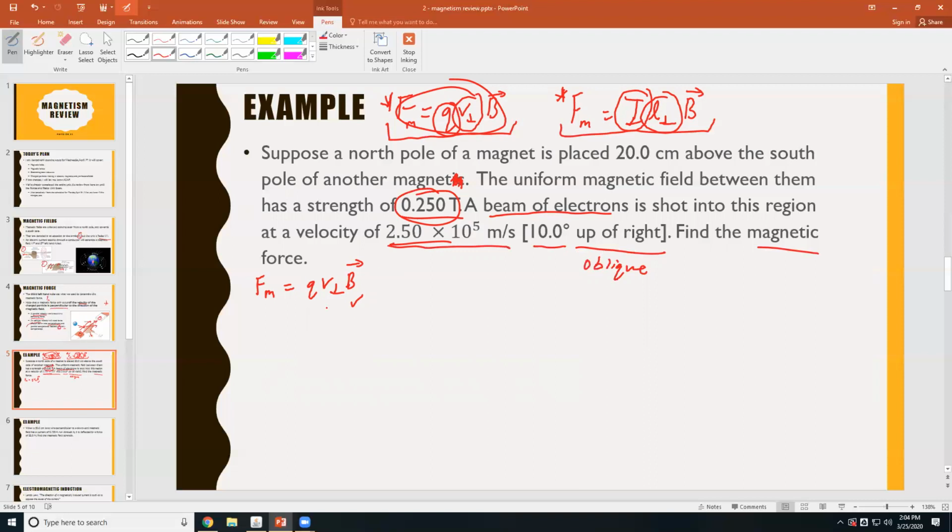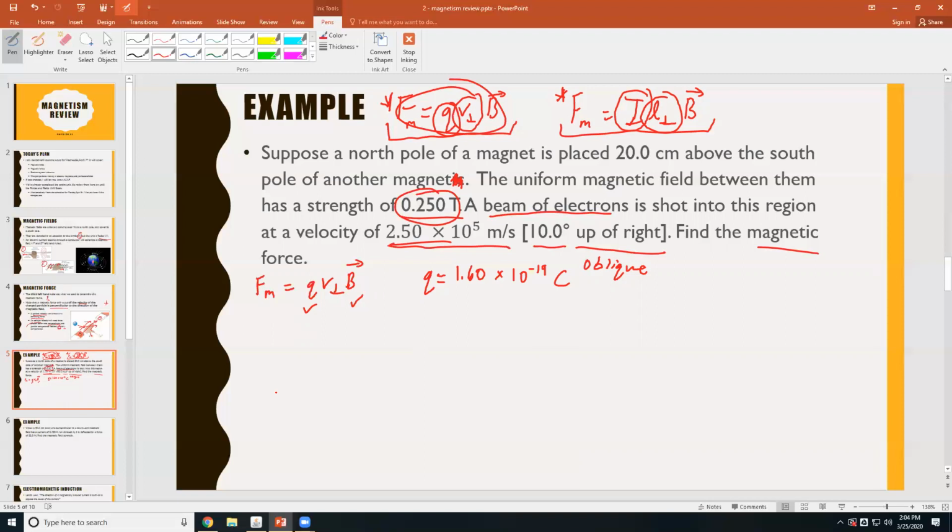I'll show you that in a second. The last thing here is Q in this equation. So Q, of course, is your charge. Since it's a beam of electrons, if we just thought of one electron at a time, we actually know the charge of that. Q, in case you've forgotten, is the elementary charge when it's an electron. It's 1.60 times 10 to the negative 19 coulombs. Okay, so we know Q, we know B, we don't quite know V perpendicular, but we can find it.